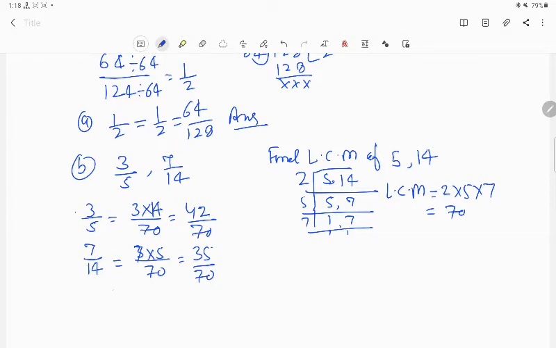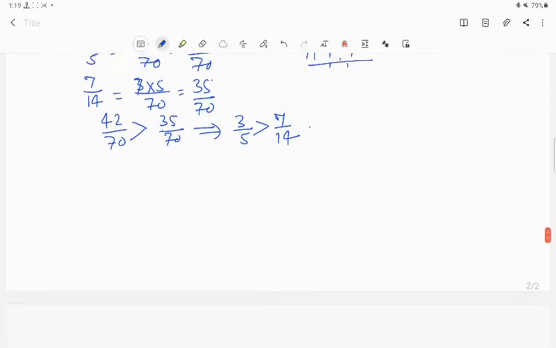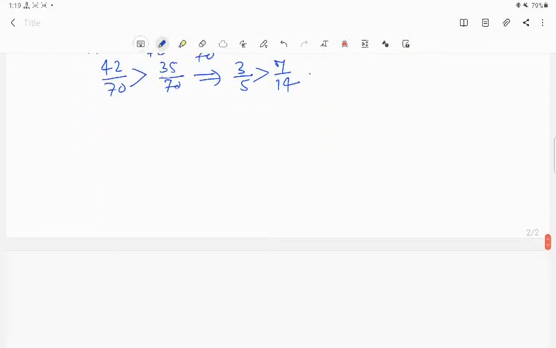Now see the numerators: whose numerator is greater, that is greater. So 42 is greater than 35. So 42 by 70 is greater than 35 by 70. It means 3 by 5 is greater than 7 by 14. This way you can compare the fractions. So the remaining you can write as homework. Now I am going to teach you question number second.